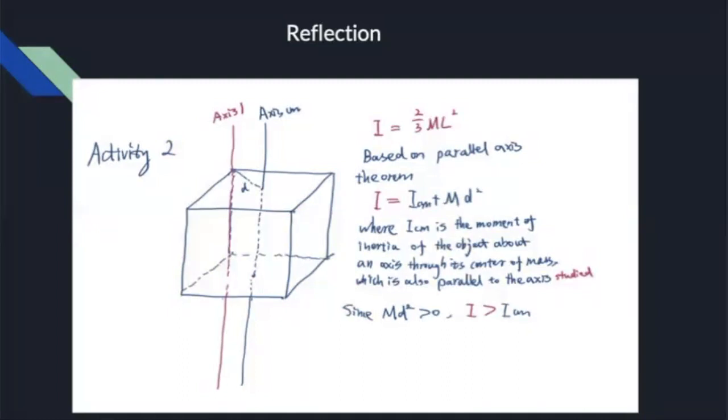Starting off, we have activity 2 from homework 3. This problem asks us to determine which axis has the greater moment of inertia, the blue one being in the center of mass, and the pink one being on the edge. We know that the pink one is just the center of mass inertia plus the mass times the distance squared. And since we know that you have to add to it, we know that the one on the edge would be greater.